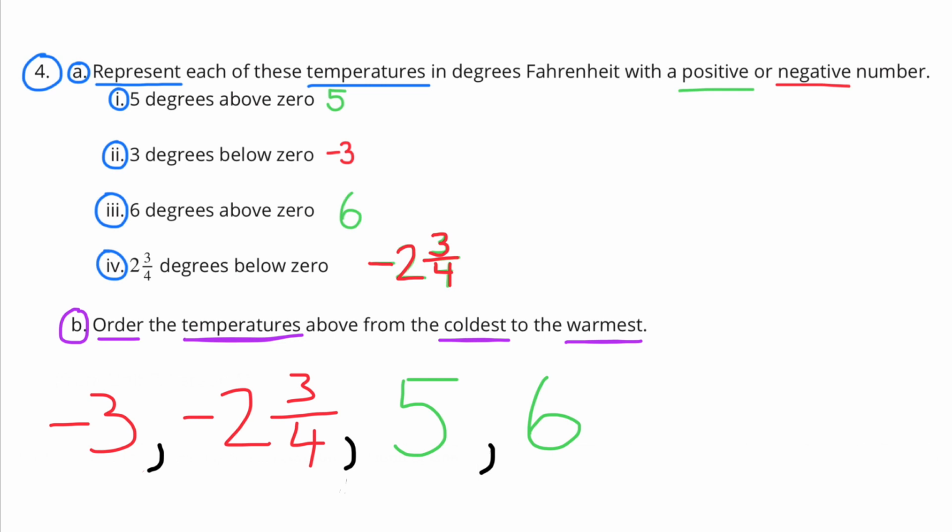B. Order the temperatures above from the coldest to the warmest. Well, the furthest below 0 in this case would be -3, then -2 3/4, then 5, and then the warmest would be 6.